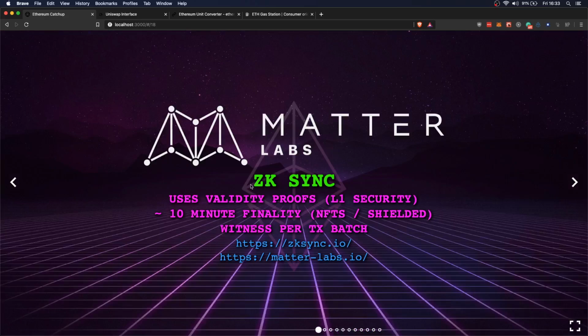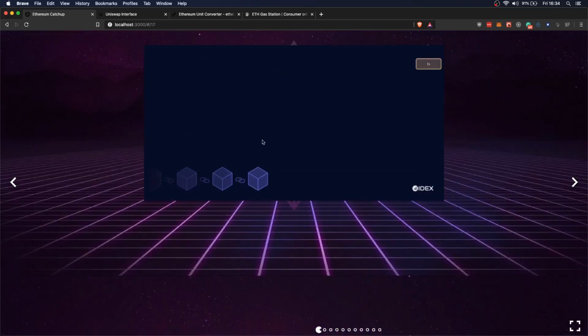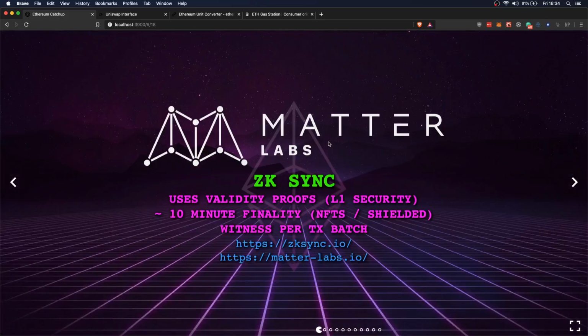ZK Sync is an example of a library that is ready for people to use right now, where you can create your own layer 2 scaling solution. You use ZK Sync, and that uses ZK Rollup, which is the best current option for scaling in terms of layer 2. Originally there was something called optimistic rollups, but those didn't work so well because you're being optimistic about the security of the system, and there were quite a few trade-offs, like 2-week finalities instead of these 10-minute finalities.